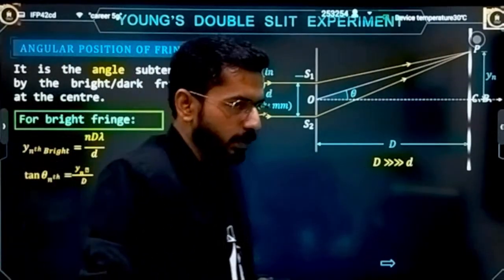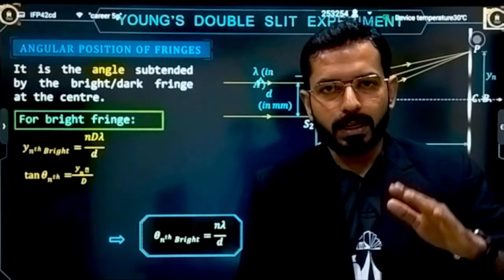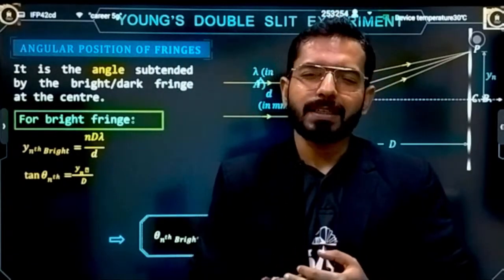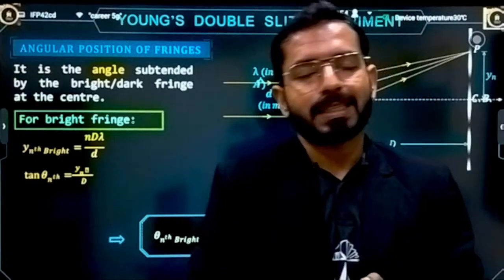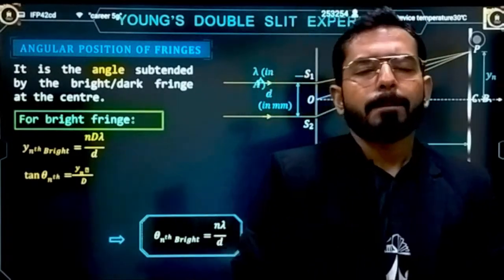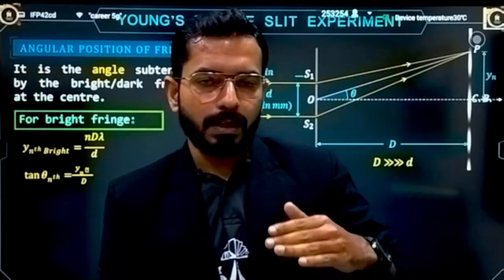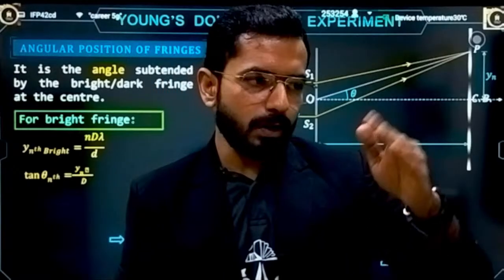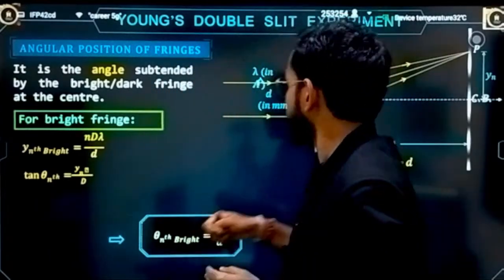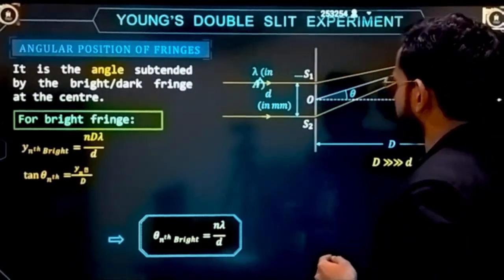See, now there is a term angular fringe width. In terms of distance, we have seen what is the distance between two consecutive maximas and two consecutive minimas. But what if I have to check the angles? The angle between two consecutive maxima or two consecutive minima. Let's see what are the angles that are coming.